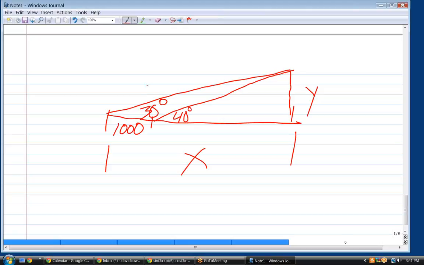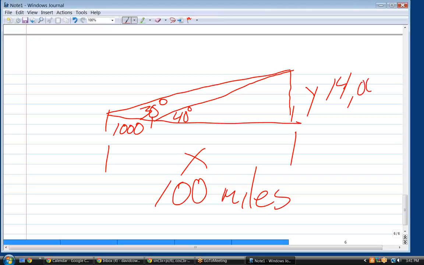All these pioneers had to do was take an angle reading, move in 1,000 feet, take another angle reading, and you can figure out not only that X is about 100 miles away, but that Pikes Peak is like 14,000 feet high. Which is pretty cool when you think about it, that no matter how far you are away from the mountain, you can figure out how high it is.